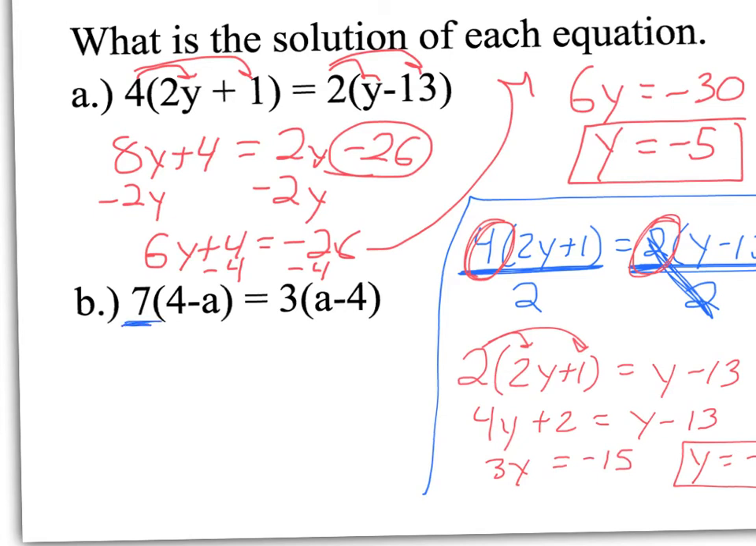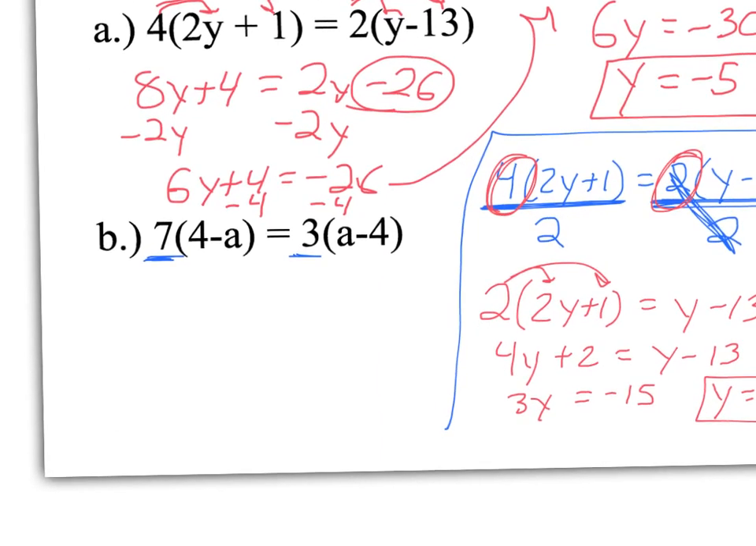Okay, like right here, 3 and 7, they don't share a common factor, so you have to do the distributive property. So when we distribute, we're going to get 28 minus 7a equals 3a minus 12. Now, this is the first one we've come to when we have variables on both sides and one's actually a negative. This one right here is a negative. Because the 3a is definitely smaller, but if you subtract 3a, you're going to have negative 7 minus 3, you're going to have negative 10.